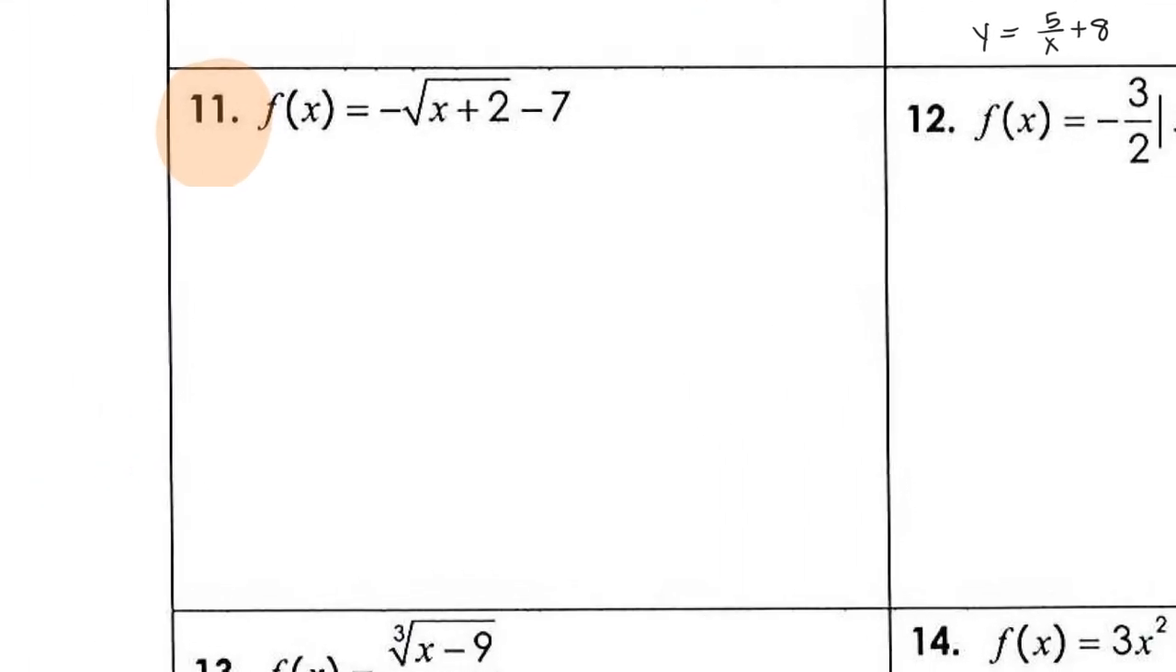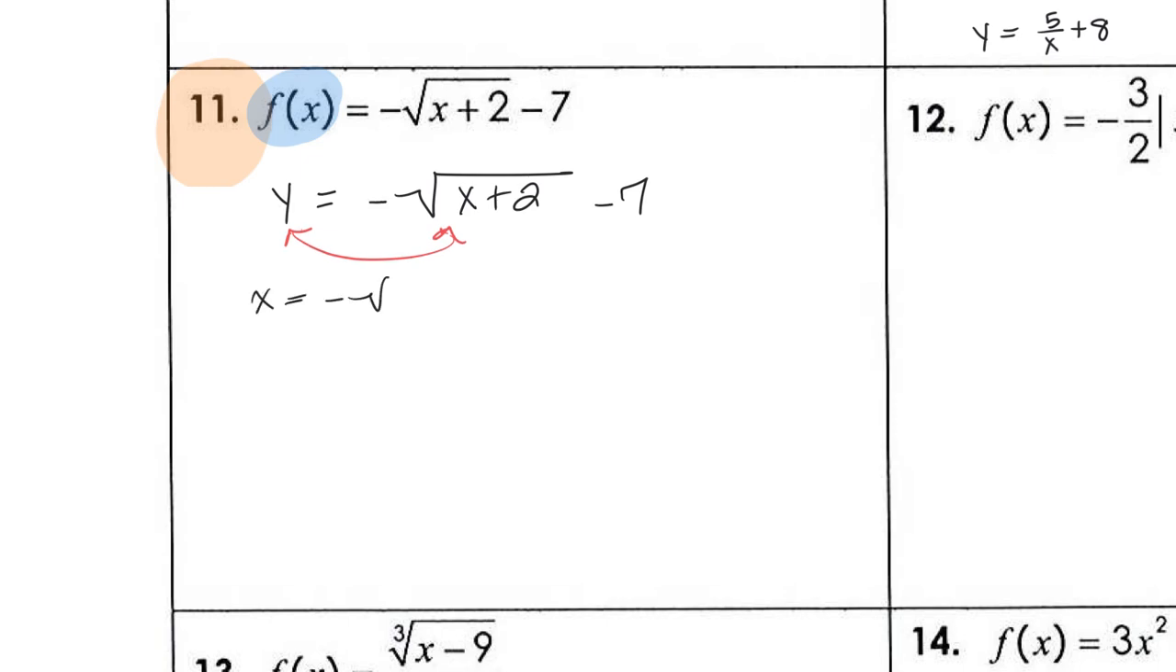So let's look at one that involves a radical. Again, kind of getting used to rewriting things. So I'm going to swap out f of x with y is equal to the opposite of the square root of x plus 2, minus 7. So in order to start that inverse process, I'm going to switch these two. So instead of y equals, I have x equals negative square root of y plus 2, minus 7, and I start working towards getting y by itself.